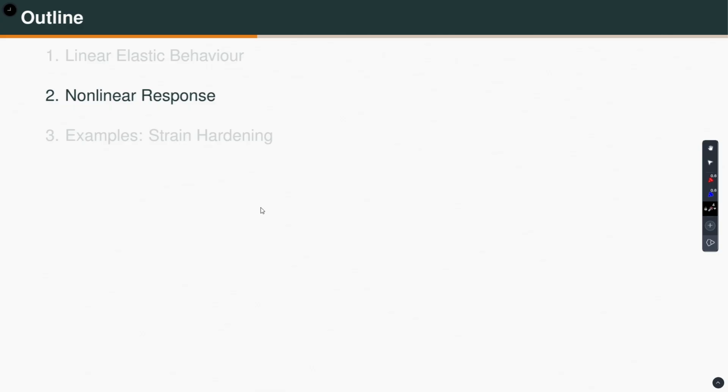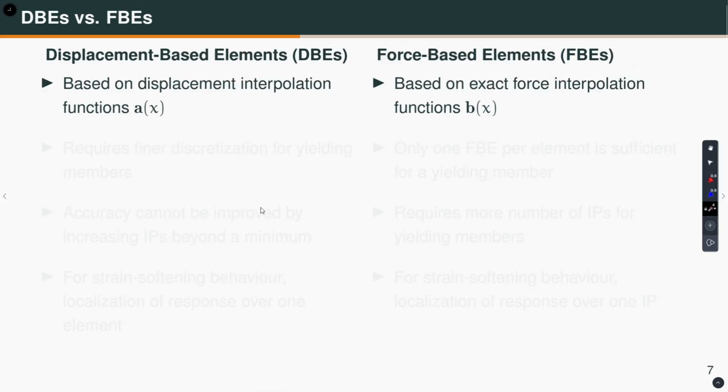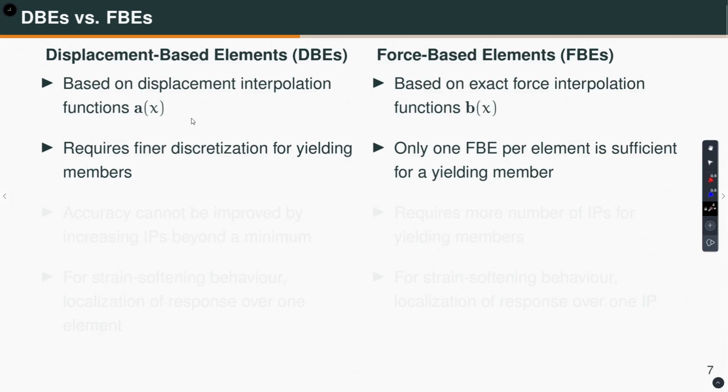Now, let us go ahead and study nonlinear response. Before I begin, let us recall the differences or the similarities between the two. The displacement based beam column element is based on displacement interpolation function A(x), which is basically a matrix of shape functions. On the other hand, force based elements are based on exact force interpolation function B(x). Just go back and revisit the previous lecture. Displacement based element requires finite discretization for members, or regions, where you have inelastic deformation. So, there you have to do a finite discretization.